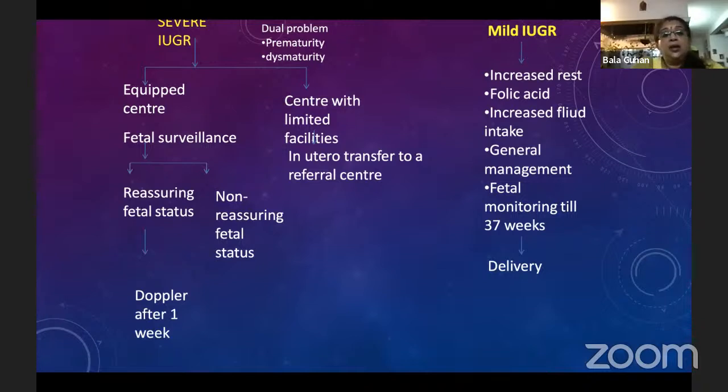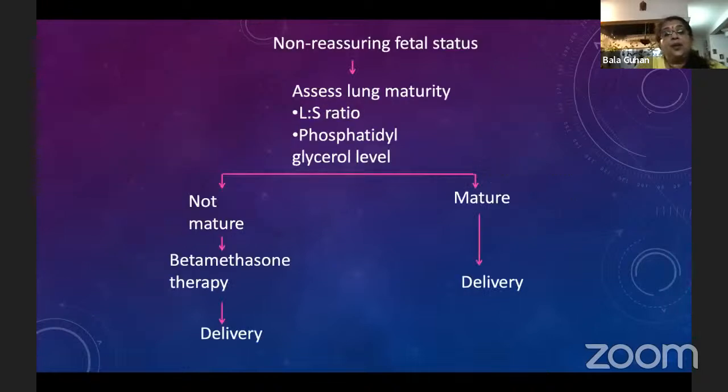In severe IUGR cases, when there is limited resource facility, it is better to transfer the patient in utero, which means prompt referral to a highly equipped center without fail. Delay can be detrimental to salvaging the baby. So we should not hesitate to promptly refer such babies if we know that our center is not properly equipped to receive such babies.